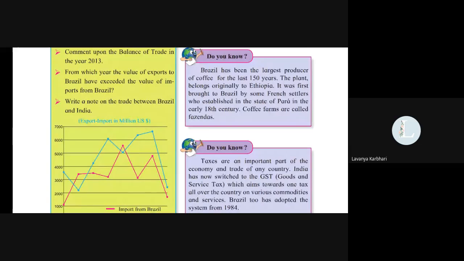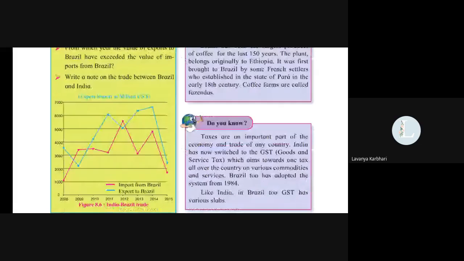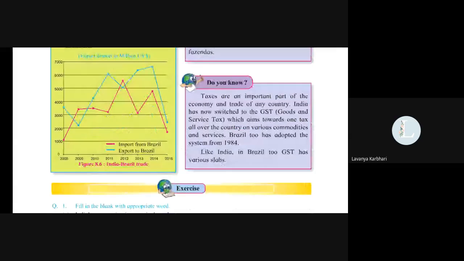मग हे जे इथिओपिया मधले जे काही कॉफीचं झाड आहे तर ही झाडे एक जो काही फ्रेंच सेटलर आहे त्याने ब्राझीलमध्ये नेली 18व्या शतकामध्ये. ओके. आणि तो कोणत्या स्टेटमध्ये गेला? पॅरा. Coffee farms are called fazendas. Okay. Fazendas. So this is a term for coffee farms in Brazil. Fazendas.